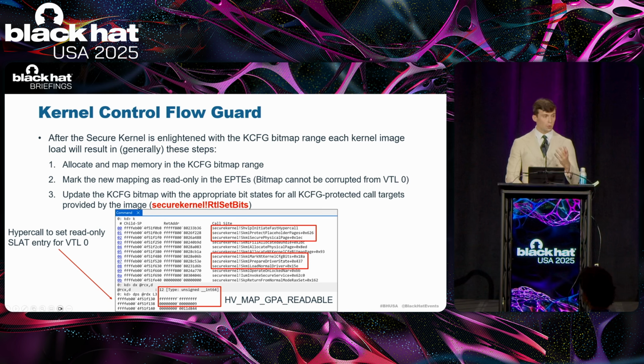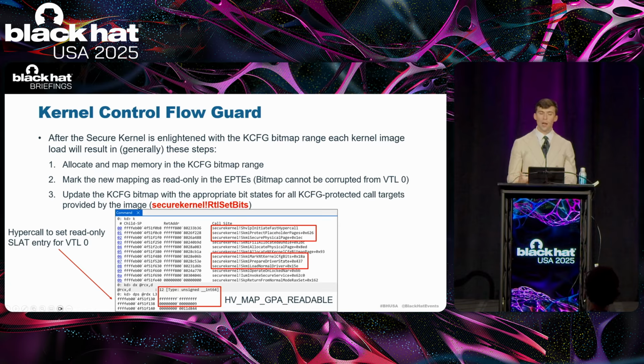So after the secure kernel receives where the bitmap is going to reside, the following steps happen on every subsequent image load. Every kernel mode load image that is compiled with CFG support, a new allocation is going to occur from the bitmap range. Obviously, we could not commit 2 terabytes of memory at once. That would exhaust the commit limit, and most PCs don't support this. So one of the optimizations is that 2 terabytes are reserved, and then on-demand allocations are made as images are subsequently loaded. And that allocation is then marked as read-only in the SLAT table for VTL0.